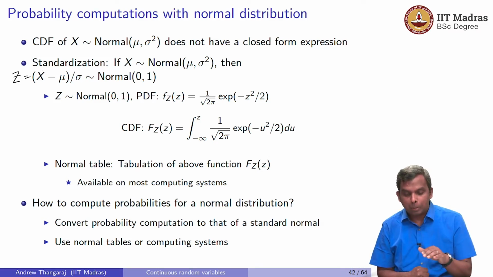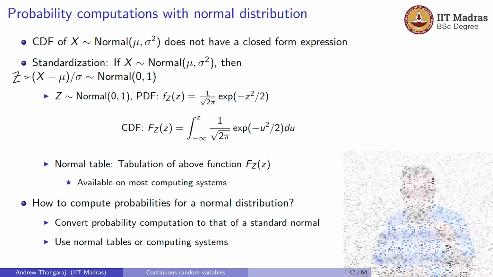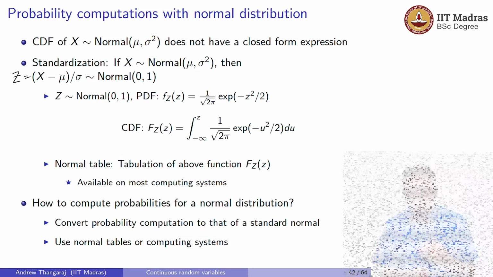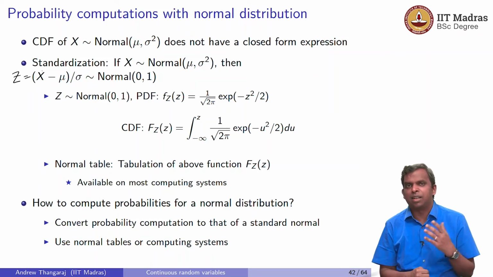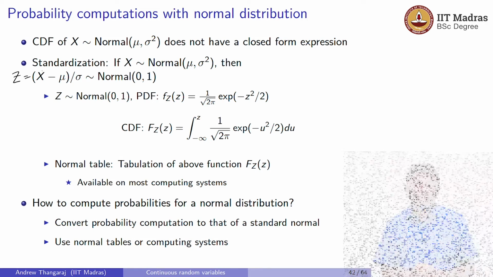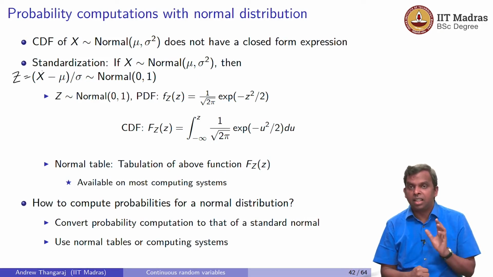Okay, so once you come to the standard normal, that's the PDF and the CDF. It's 1 by root 2 pi e power minus z square by 2. So that means sigma is 1 and mu is 0, right? So you get this. The CDF has this integral expression which you can use in numerical computation and tabulate. This is available in most places. If you get the CDF for the normal distribution, you will get it. So to compute probabilities for a normal distribution, you first convert the probability computation to the standardized case, and then you use normal tables.